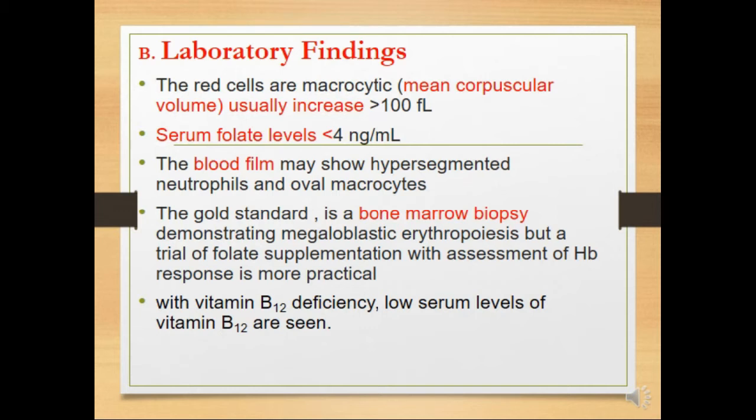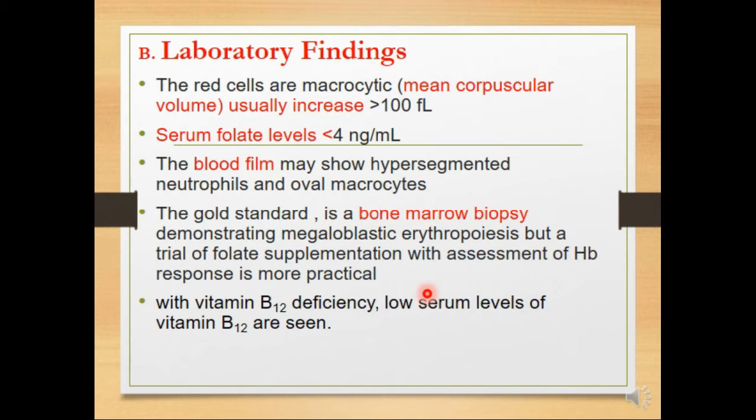The gold standard laboratory finding for diagnosis is bone marrow biopsy, which would demonstrate megaloblastic erythropoiesis, but a trial of folate supplementation with assessment of hemoglobin response is more practical. So instead of doing a bone marrow biopsy, we give a trial of folate supplementation and then we assess the hemoglobin response.